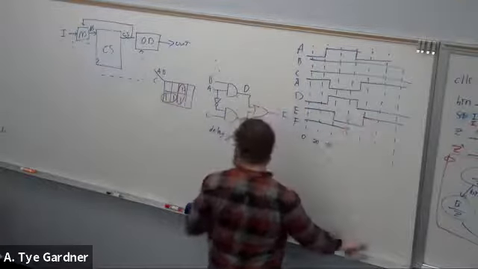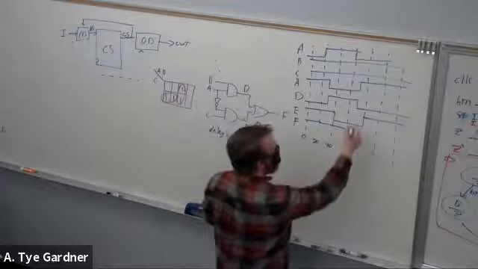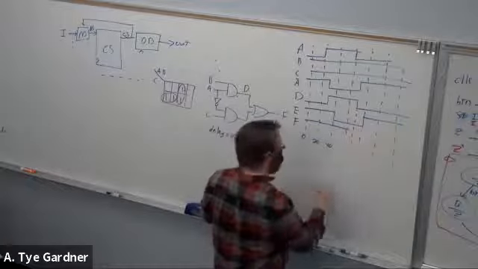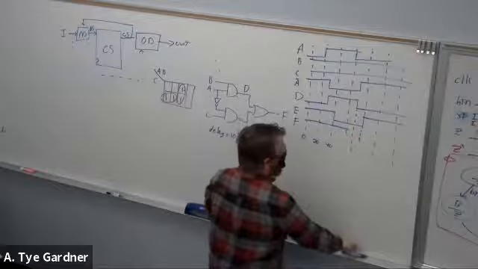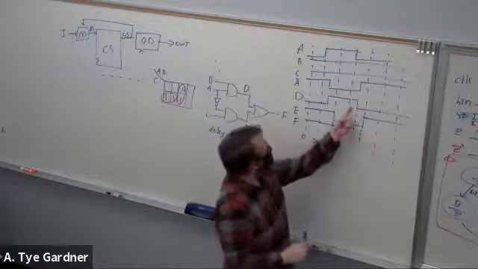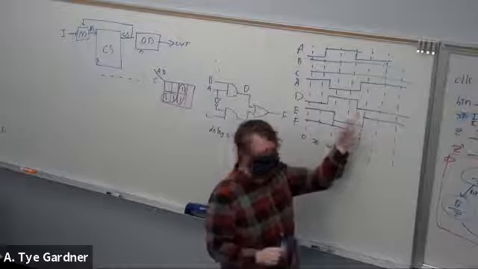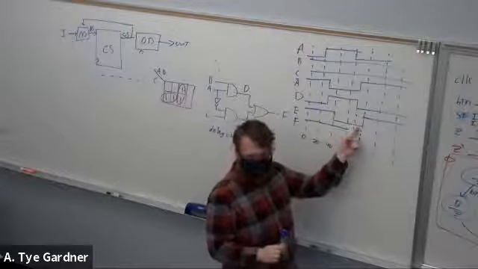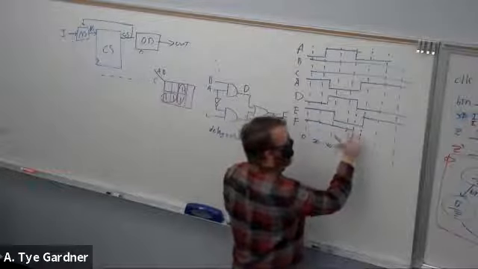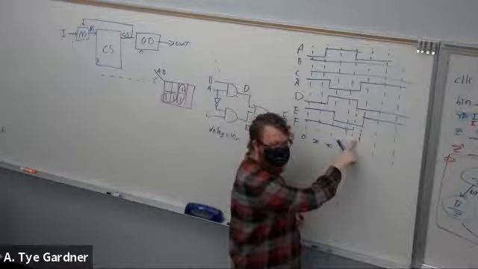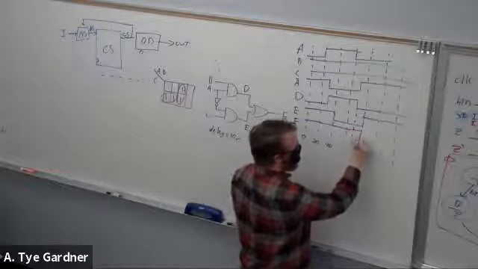Well, let's look here. D has dropped to 0. E has dropped to 0. So I get a 10 nanosecond window where F is 0 with a 10 nanosecond delay.